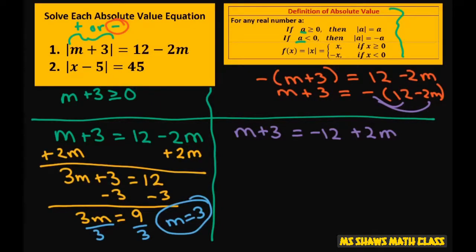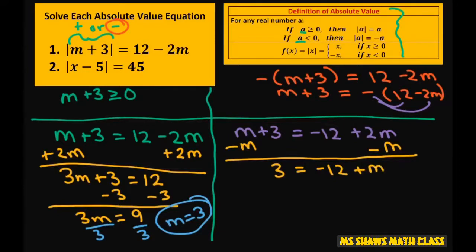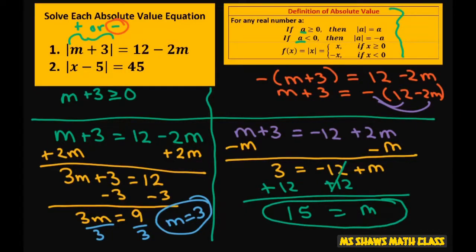Okay, for this side, I'm going to go ahead and subtract m from both sides. I like to keep my variable positive. So you get 3 equals negative 12 plus m. I'm going to add 12 to both sides. So you're going to get m equals, this zeroes out, 15. And those are your two solutions.